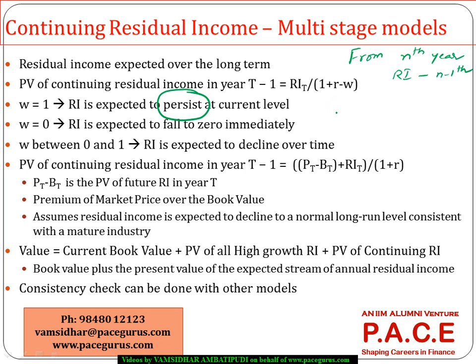So, what is happening? For the first 5 years, there are different RIs that are coming up, right? RI1 by 1 plus R, RI2 by 1 plus R squared, RI3 by 1 plus R cubed, up to RI5 by 1 plus R to the power 5, and from the 6th year onwards, the RI is going to be the same as RI5 only. RI5 by 1 plus R to the power 6, RI5 by 1 plus R to the power 7, up to infinite.